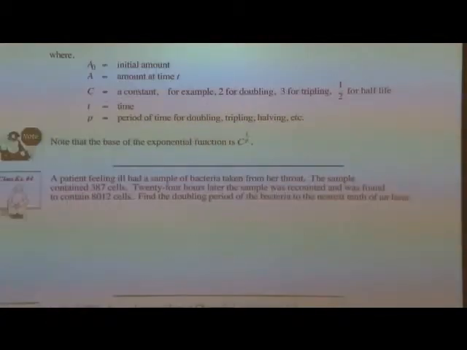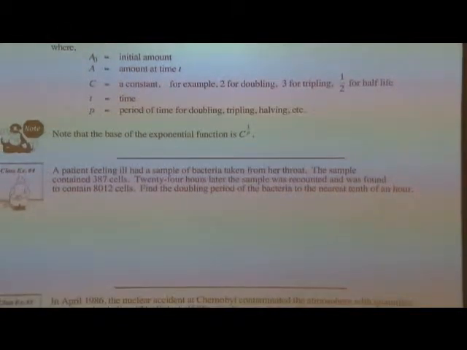So we're going to put this to use on a couple of questions where this actually gets used. We have a patient that is feeling ill, so they go in and get a throat swab. A bacteria sample is taken from their throat, and the sample contained 387 cells. 24 hours later, the sample was recounted and was found to contain 8,012 cells. The question is, what is the doubling period of the bacteria to the nearest tenth of an hour?